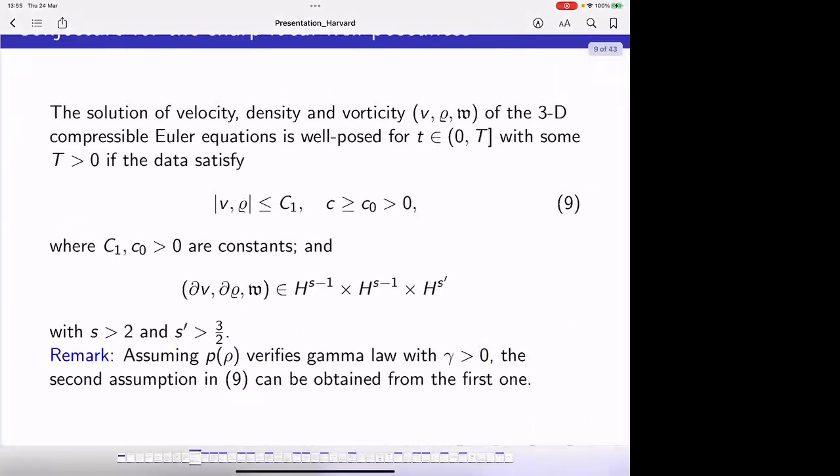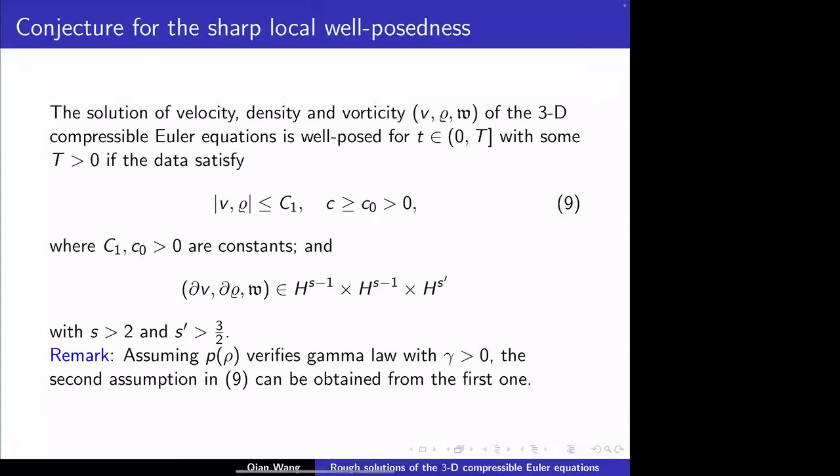Actually, there is some calculation behind it. It's not really just cooking up the result by combining the two. So the conjecture I have spent a long while on is the following. The solution of velocity, density, and vorticity of the compressible Euler equation in 3D is well posed for a short period of time, some t greater than 0, if the data initially satisfy this boundedness assumption, that is, v and normalized density are both bounded, and the sound speed has a strictly positive lower bound.